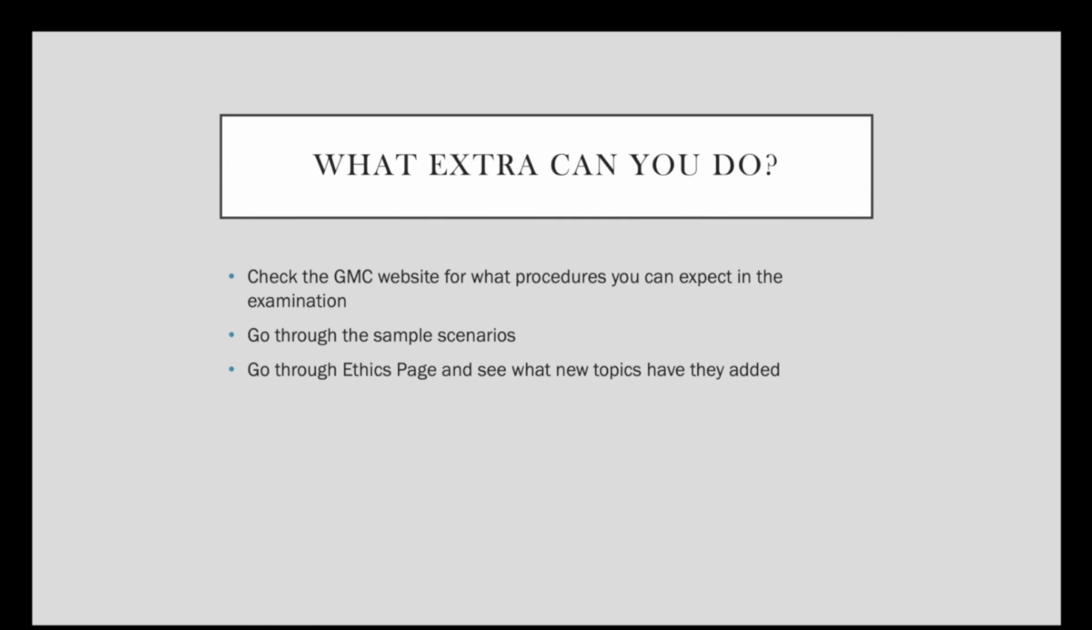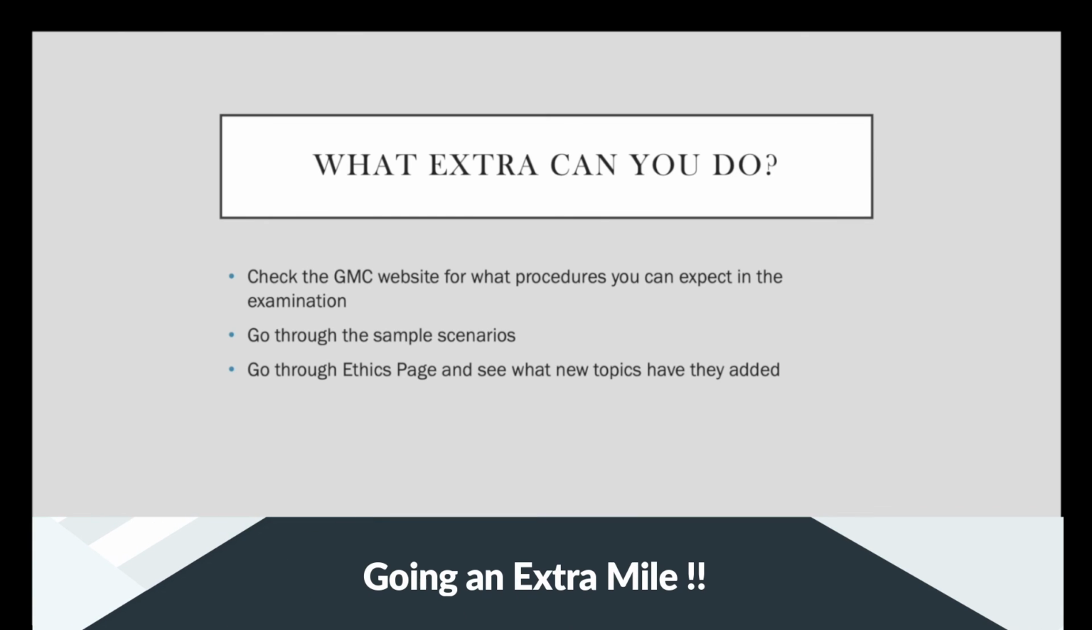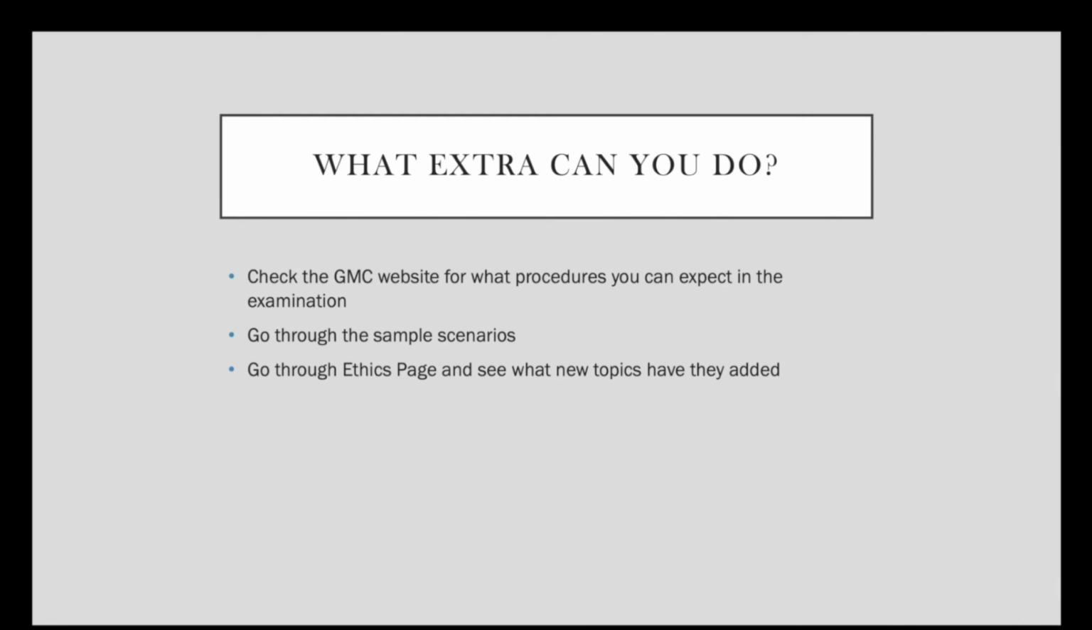The next is what extra can you do? For example, we have written a good blog on our website. You can go there and have a look from the very beginning, and also check the GMC website for different kinds of procedures that you are expected as a junior doctor to perform. Now, there are various procedures which might not be given in any academy notes, and that might still feature in your examination because that is plainly and bluntly written on the GMC website. We have highlighted those points in our blog as well.